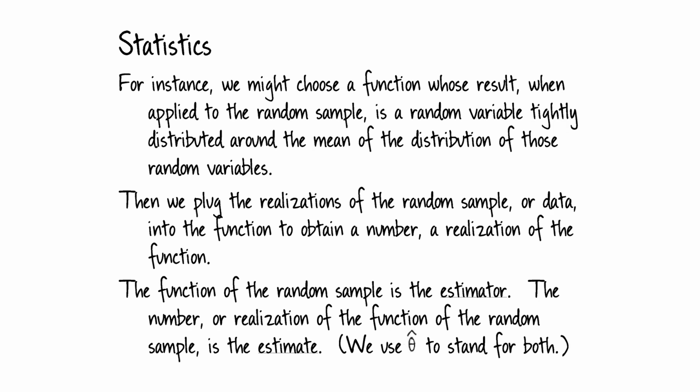Maybe what we do is we choose a function whose result, when applied to a random sample, is a random variable that has a very tight distribution around the mean of the distribution of those random variables. And so if we have an estimator, a function of random variables, that's very tightly distributed around the mean, and we don't know the mean, well, if we get a realization from that estimator, then that's going to give us important information about where the mean is. Okay?